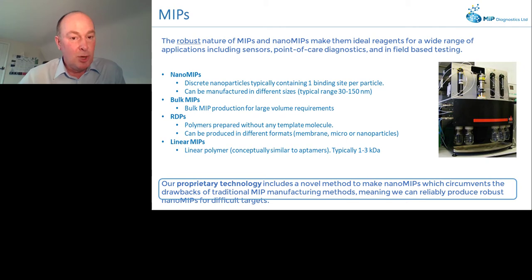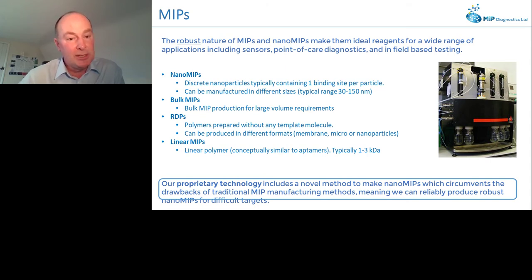We can actually make them much smaller than that. And we can make them so small that they become linear in structure and are more like a chemical aptamer. So these can be sort of 1 to 3 kilodaltons in length. And they're starting then to become more drug-like than actually polymer-like. The other form that's on this slide is what we call RDPs, or rationally designed polymers. These can actually be made using the monomers without any template molecule. So technically they're not imprinted molecules, and I'll not go into any more detail on them today.